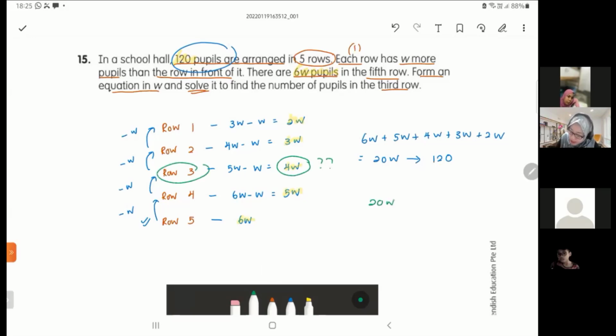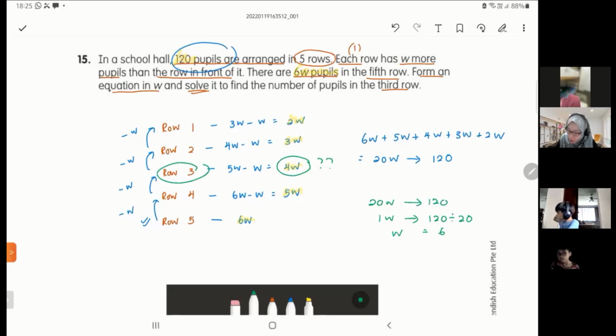Now let's do this. This is like units. This is like 20 units or 20W. In this case, this is exactly like the units method, right? So I find what is 1W. 1W is 120 divided by 20, which equals 6. W is 6. I want how many W's? 4W. That is 6 times 4 equals 24. Answer.